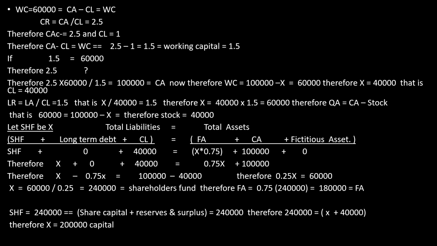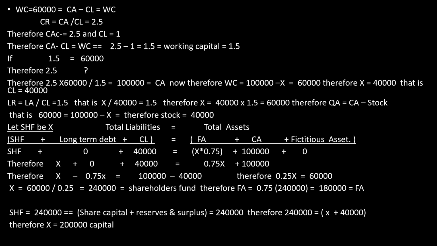Left-hand side will be shareholders fund plus current liability. Right-hand side will be fixed asset plus current asset. We don't have fictitious asset. The problem says the long-term debt is given as 40,000. Is it so? No. Long-term debt is 0. Here the current liability is 40,000. Therefore, X plus current liability is equal to 0.75X plus 1 lakh.